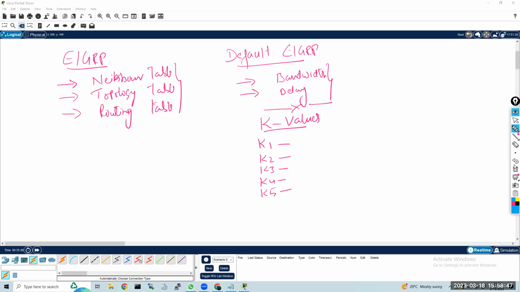Component bandwidth load is this one, sir? Yes. Who is this? Rahul from this side, sir. Okay, good. Bandwidth, load, delay, reliability, and MTU. Fine, very good. So first thing is your bandwidth.